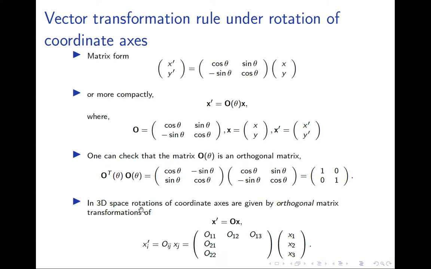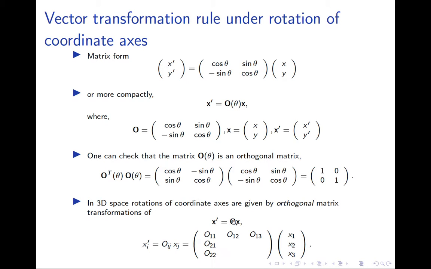In three-dimensional space, rotations of coordinate axes are given by an orthogonal matrix, which is a 3 by 3 matrix. So the same equation, x prime equals O theta of x, except instead of one angle, there will be three angles, which are the Euler angles. But the equation will remain the same. It will be a linear equation, and it will be an orthogonal transformation. So, new components can be obtained from x by doing an orthogonal transformation.